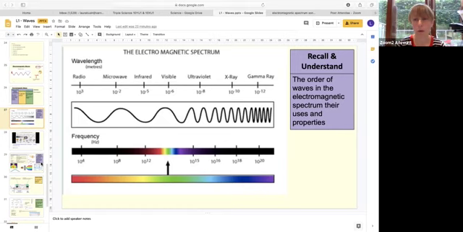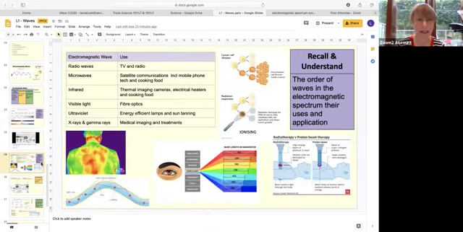So what we need to know for higher tier then is the uses and why they're useful. Essentially, what is it about their properties that make them useful for what we're using them for? So we've got radio waves, which are for TV and also radio, as you might have guessed. These are long waves, and they can travel quite far distances, so they're useful for that.